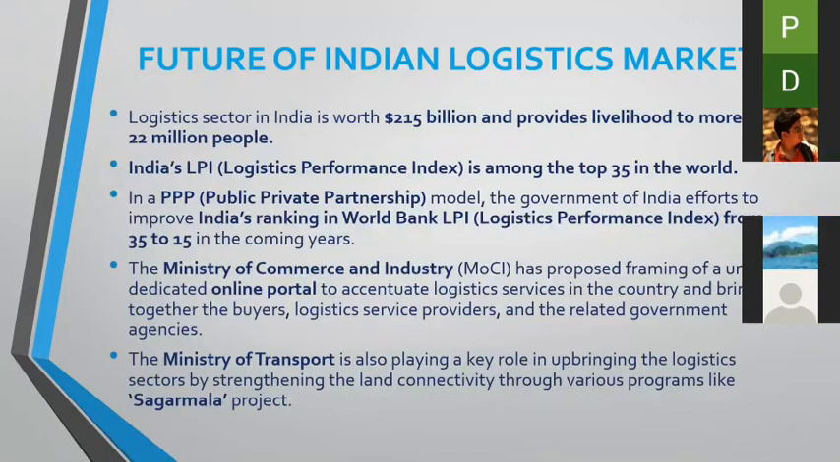Now let's talk about what is the future of our logistics market or our supply chain market, especially with relevance to India. Now, the logistics sector in India is almost around 215 billion worth, and it provides livelihood to more than 22 million people. And the logistics performance index, this is an indicator that measures the position of India, the rank of India. It is among the top 35, and measures are being taken by the government to come from 35 to 15, to come among the top 20.